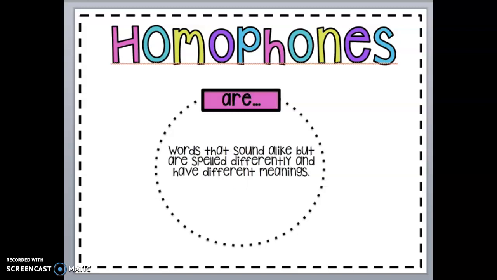So let's talk next about what exactly is a homophone. Well, homophones are words that sound alike, but they're spelled differently and they have different meanings. So there's a huge difference between homophones and homographs. So don't get confused with a few weeks ago when we talked about homographs. We're talking about homophones today. And again, homophones are words that sound alike, but they have different spellings and different meanings.